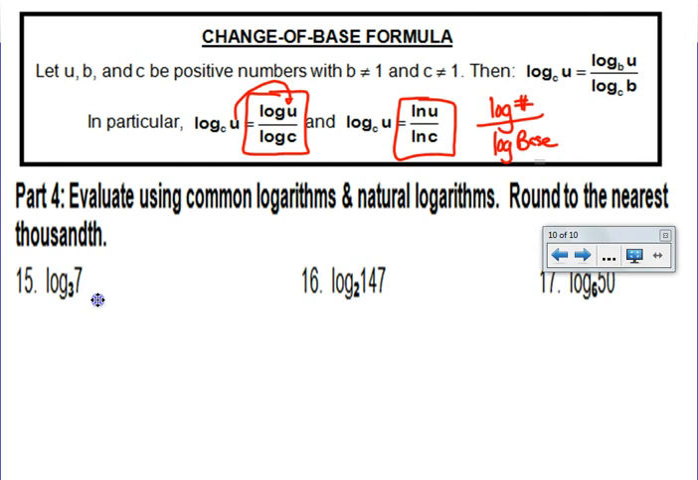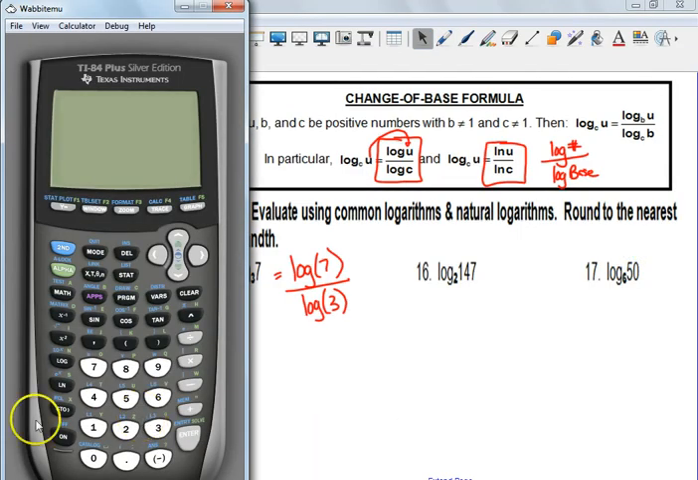So when I want to type number 15 in my calculator, I can't just type log of 7 because it's not the right type of logarithm. This is a base 3. So we can type in the common log of 7, make sure you close your parenthesis, divided by the common log of 3. Log of the number divided by log of the base. So let's pull up our calculator. So log of 7, make sure you close your parenthesis to stop that first logarithm, divided by log of the base, which is 3. It doesn't matter if you close that last parenthesis, but it's a good habit. So ugly answer, 1.77.